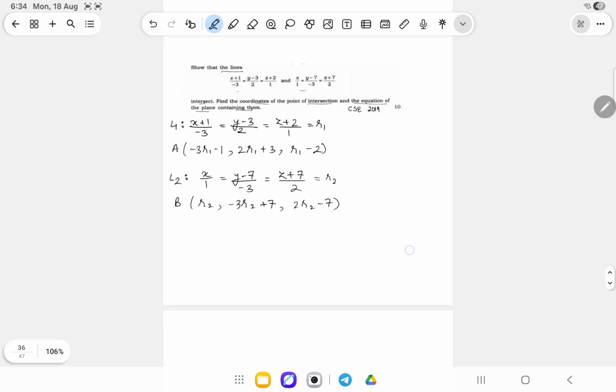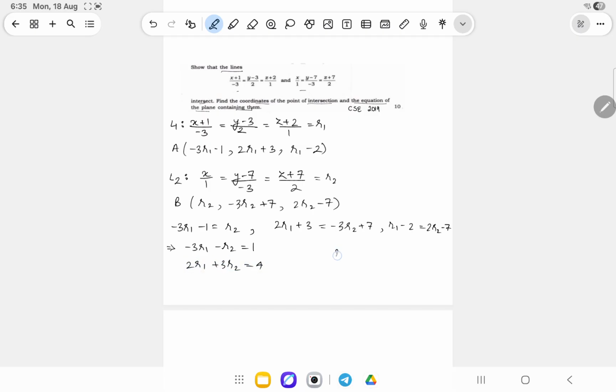So if these two lines intersect, then there will be a common point between these two lines. To find that common point, let us equate the coordinates of point A and point B. On equating we'll get minus 3r1 minus 1 equals r2, 2r1 plus 3 equals minus 3r2 plus 7, and r1 minus 2 equals 2r2 minus 7. On simplifying these I'll get minus 3r1 minus r2 equals 1, 2r1 plus 3r2 equals 4, and r1 minus 2r2 equals minus 5.